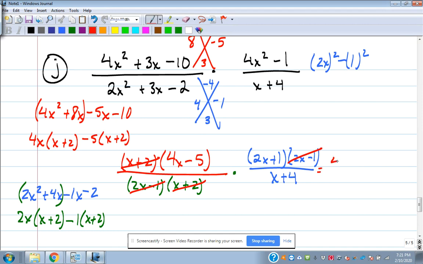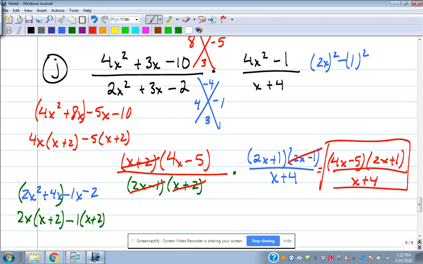My numerator has 4x minus 5. And so, Amber, this is kind of related to what you asked about earlier. Because there's more than one factor left up top, I'm going to put each one in parentheses. You don't have to multiply it back out. Just leave them in parentheses. Then 2x plus 1, and the denominator's just got the x plus 4. So this is our final answer, our simplified version of that. No sense in multiplying the numerator back out.